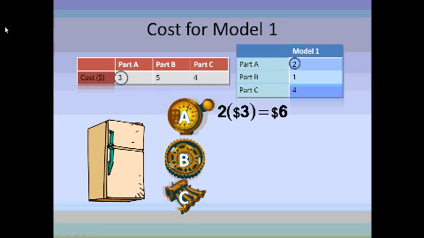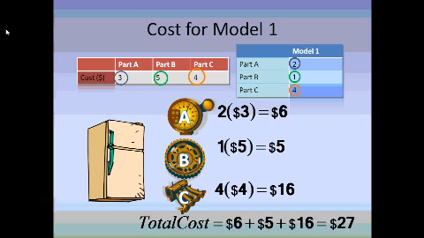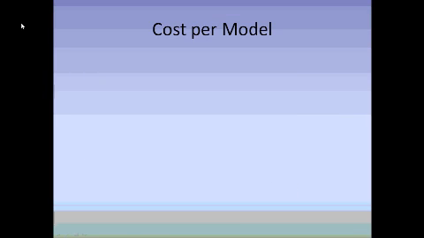We then do the same for part B. We multiply the price by the number we need to yield the total cost of that part, $5. We repeat the process for part C. We multiply the price by the number we need to get the total cost for that part, $16. Then, to find the total price for the whole refrigerator, we simply add the cost of all the parts, yielding a total cost of $27.